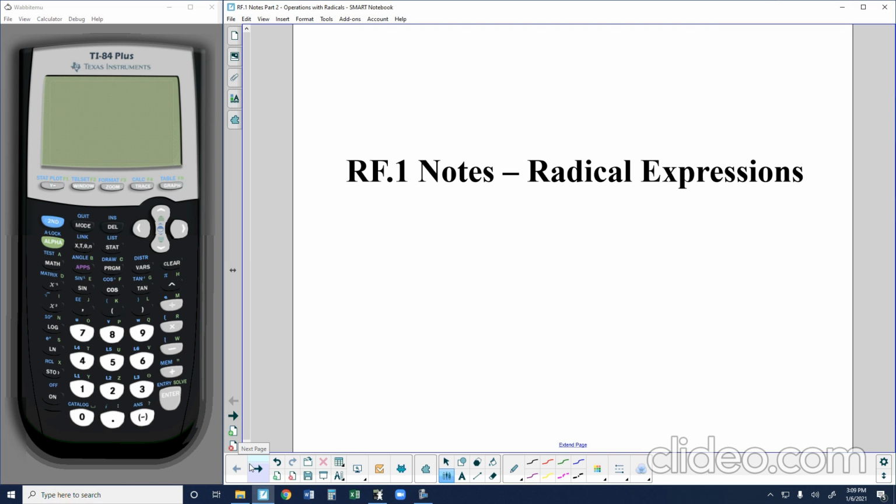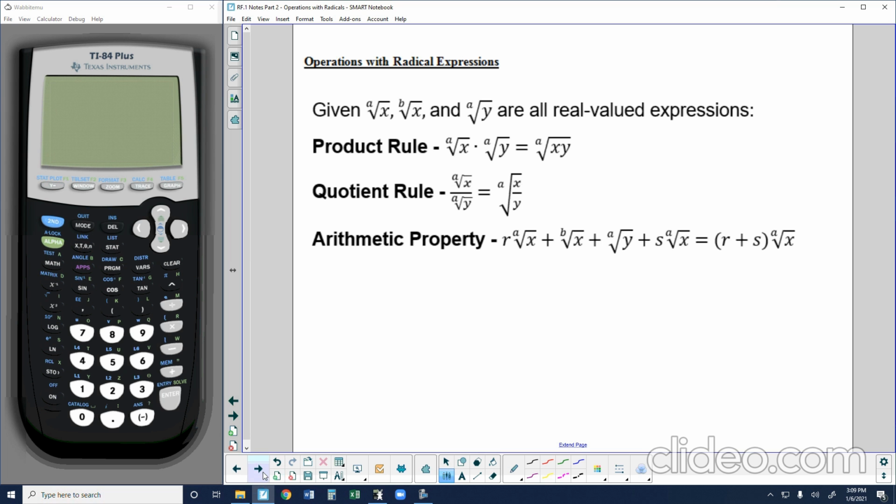Today we're going to be focusing on the operations with radical expressions. So what I've got up here on the screen for you are some properties, and it may look a little bit complicated, but as we start to break this down, you're going to see some rules that are going to help us out. We're going to go under the assumption that what we're dealing with here are real numbers or real valued expressions. I'm not working with any imaginary numbers right now.